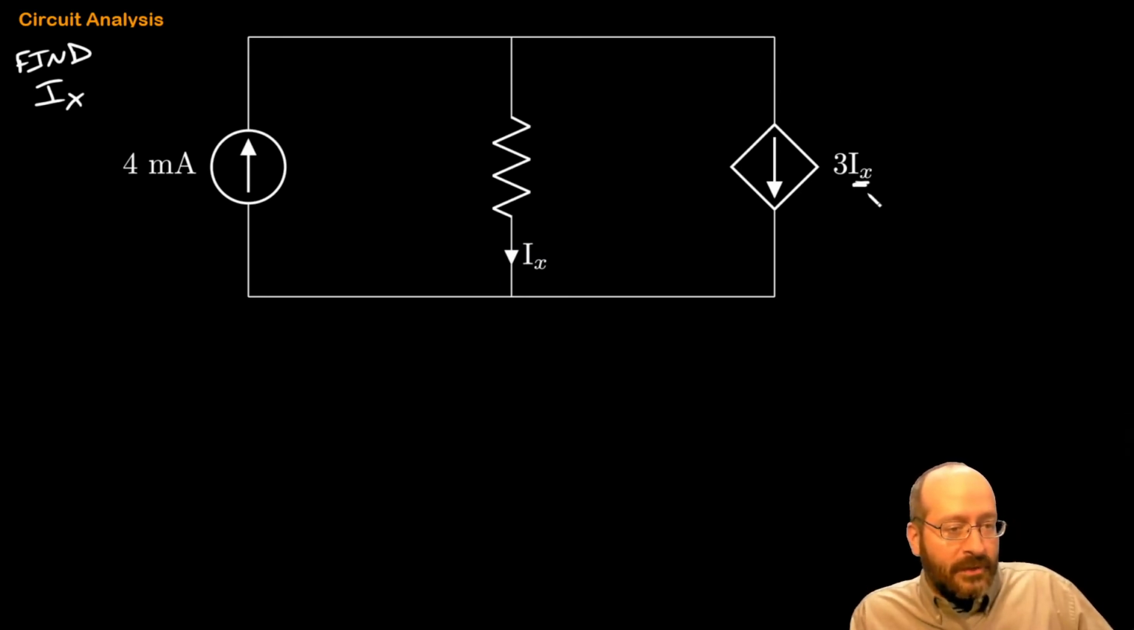So we call this the control variable or the dependent variable, and we have to look for that somewhere else in the schematic. And there it is. Check it out. So we can use that.